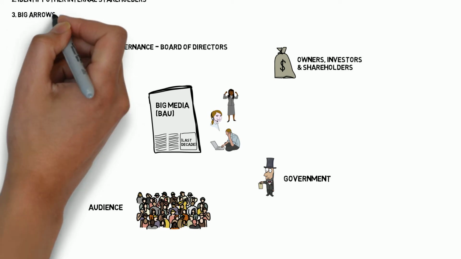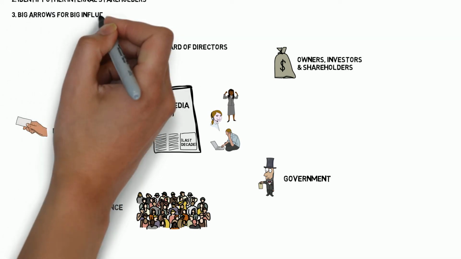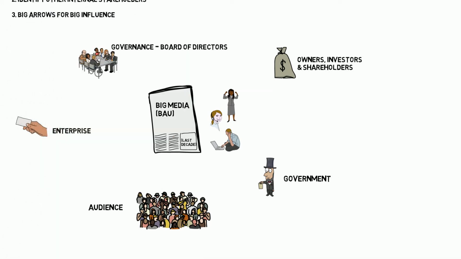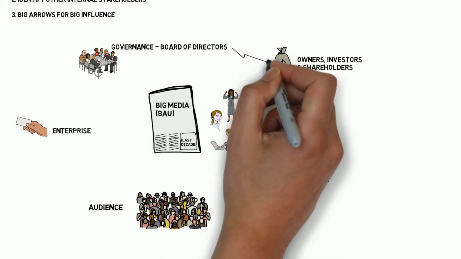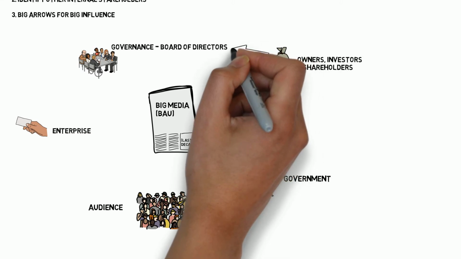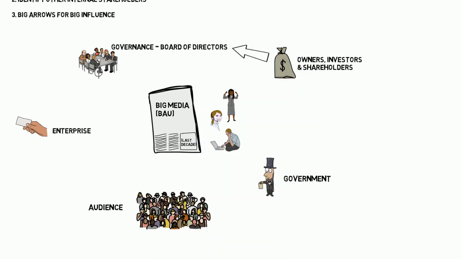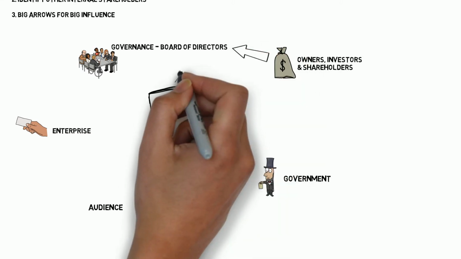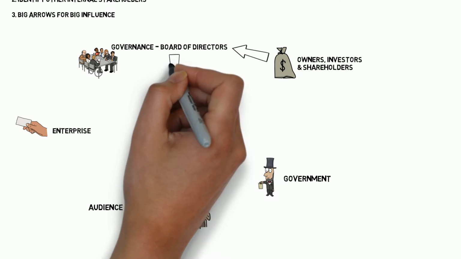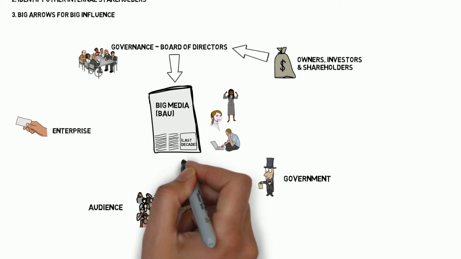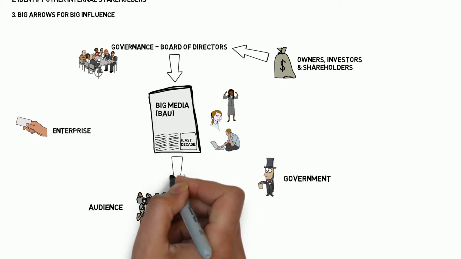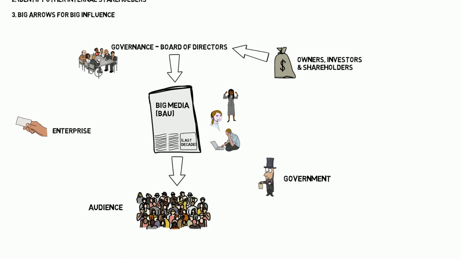The third thing I want you to do is draw big arrows between the interactions where there is big influence. So in this case, the external investors and shareholders have a big influence on the board of directors. The board of directors have a big influence on how the media company is run. The media company has a big influence on the audience and their perception of the world through the lens of the media. The audience has a big influence on the government and which government is in power based on their vote.